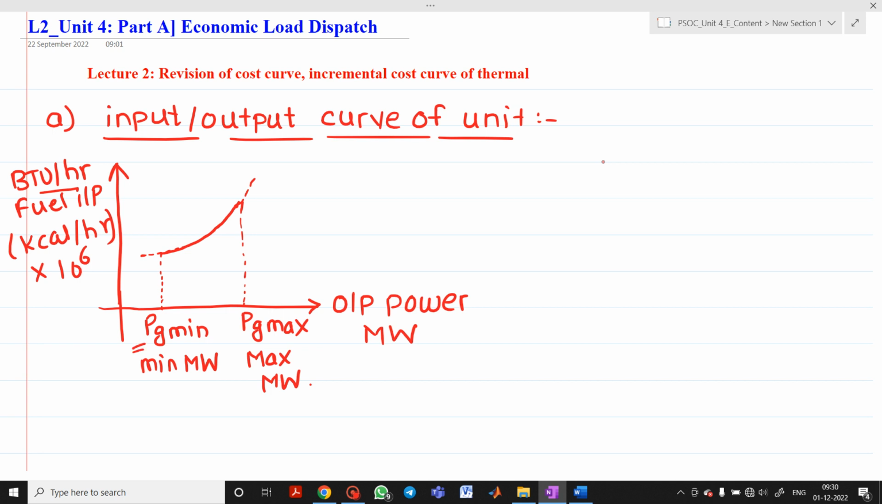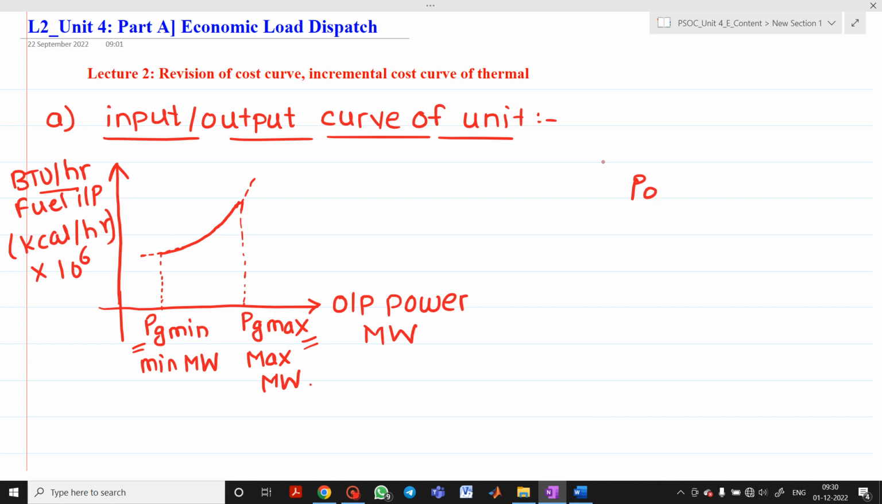Here you have seen that there are two limits. First one is the PG minimum, second one is the PG maximum. So why are there two limits here in the graph, in between the solid line we have drawn, or what is the meaning of this representation? Now, any generator has to be operated at a certain minimum generation. Otherwise, there is no point to start a generation. Let's have a look at this.